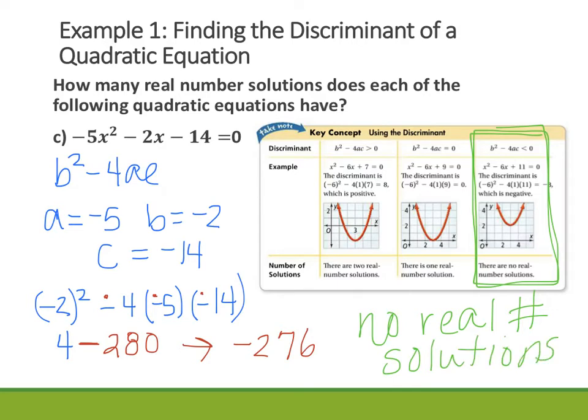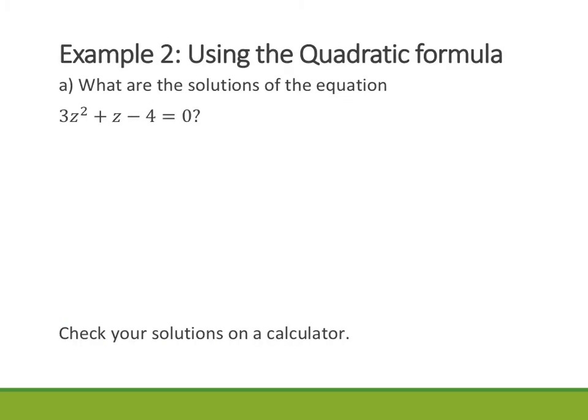Okay, let's move on. And the next thing that we're going to do is talk about using the quadratic formula itself. So now we're going to actually solve some quadratic equations using the formula. So here's the formula again. The formula is x is equal to negative b plus or minus the square root of b squared minus 4ac over 2a. So what I'm going to advise you to do when you're using the formula is to find the different parts of the formula first and then plug them in.